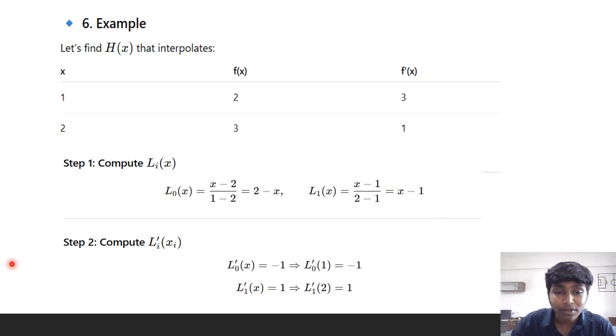And the second step, as we know, is to differentiate the Lagrange basis polynomial. So we get L0 dash of x equals minus 1, as you can see, because the derivative of a constant is 0 and the derivative of x is 1, with the minus sign. And L1 dash of x is, as we can see here, the derivative of x is 1 and the derivative of a constant is 0. After getting those two values, we will go to the next step.